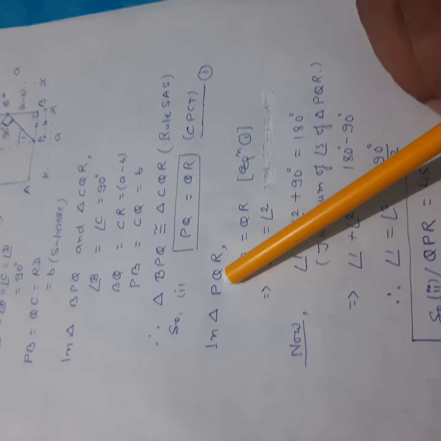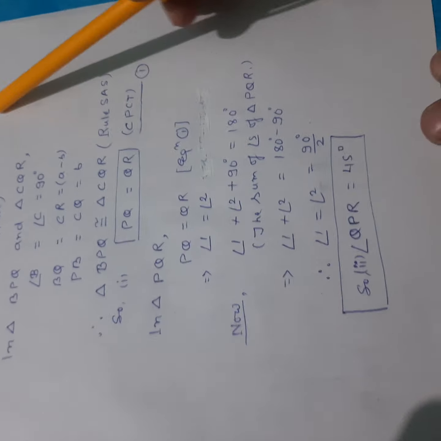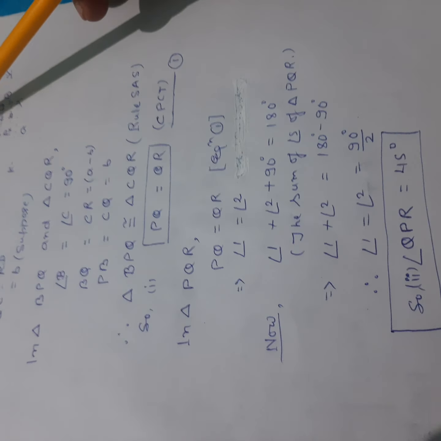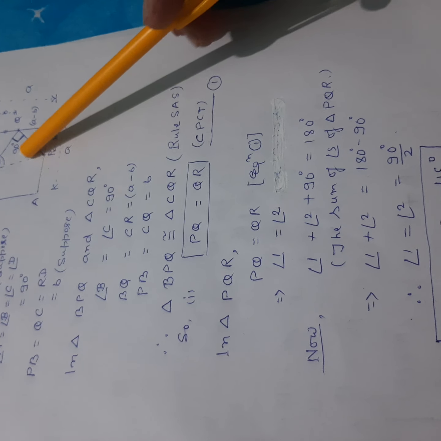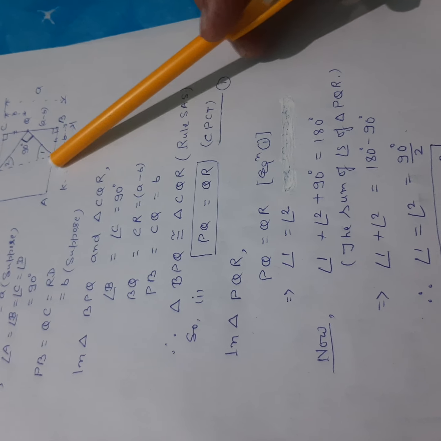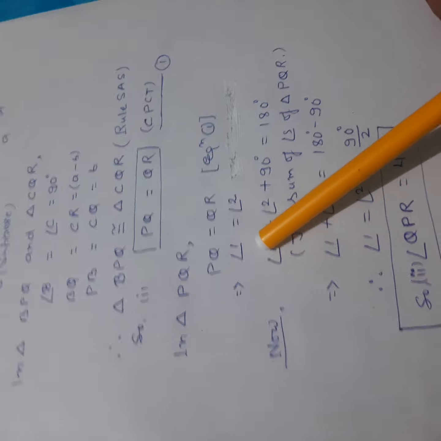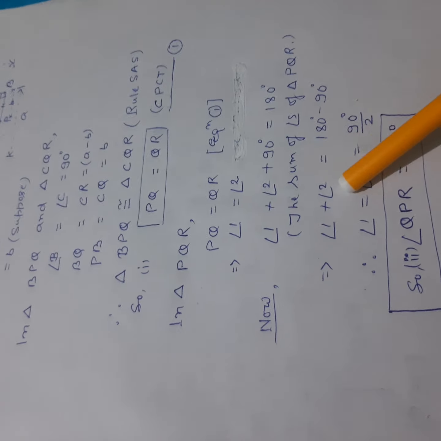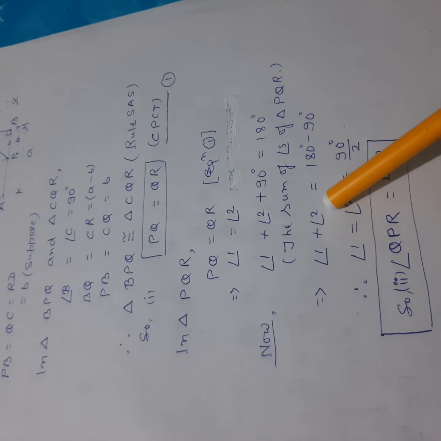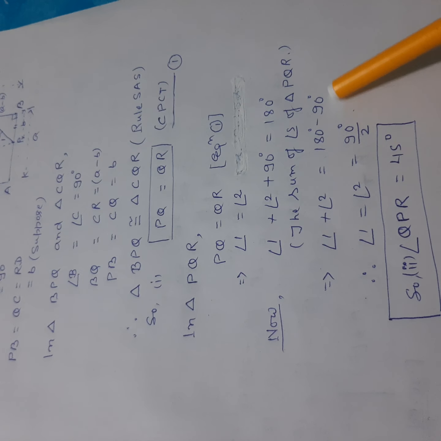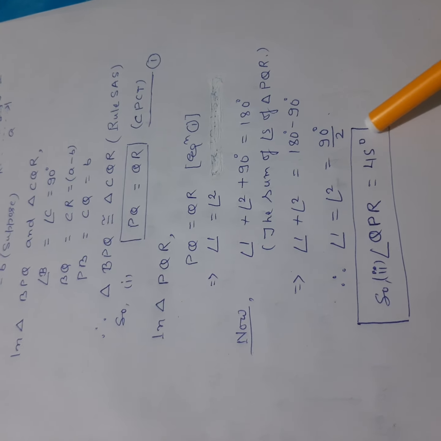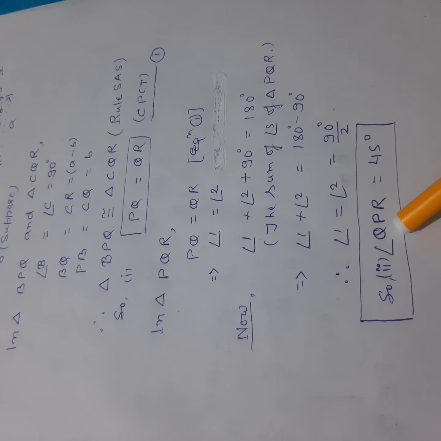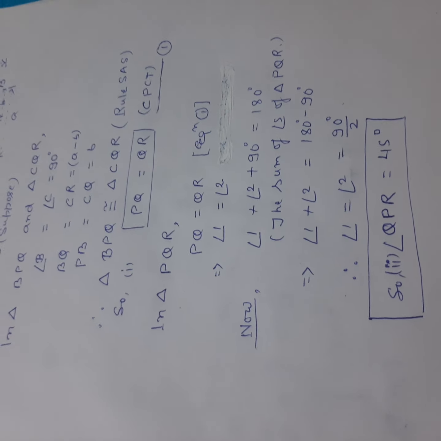Now we discuss triangle PQR. As you observe, in triangle PQR, angle 1 plus 2 plus 90 degrees equals 180 degrees, the sum of angles of a triangle. And therefore angle 1 plus angle 2 equals 180 minus 90. So angle 1 equals 2 equals 90 by 2, 45 degrees. So angle QPR equals 45 degrees.